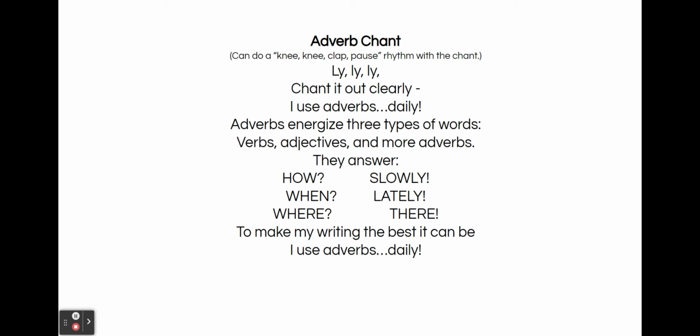I use adverbs daily. Adverbs energize 3 types of words, verbs, adjectives, and more adverbs. They answer how, slowly, when, lately, where, there. To make my writing the best it can be, I use adverbs daily.